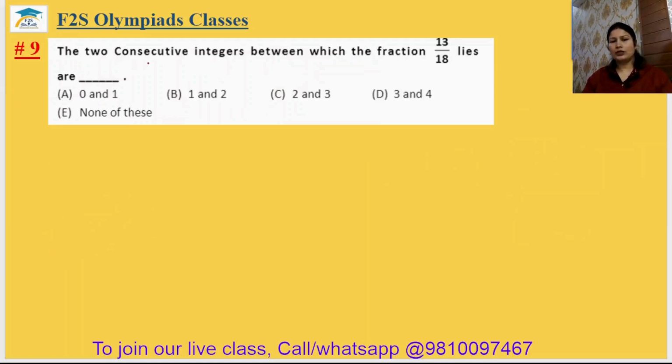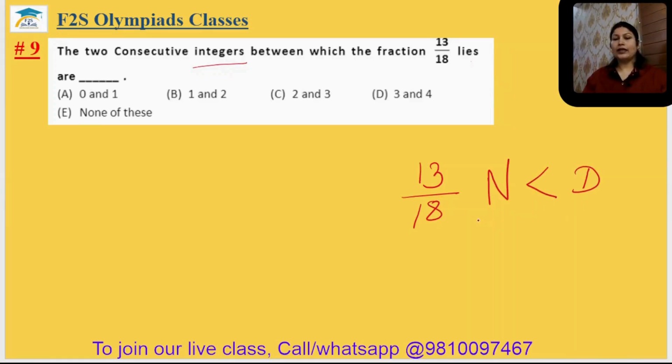Ninth, the two consecutive integers between which the fractions 13 by 18 lies. 13 by 18, you can see numerator is less than the denominator. It means it is proper fraction, and proper fraction means it will be always less than 1 or more than 0. So 0 and 1, option number A. Ninth answer is option A.